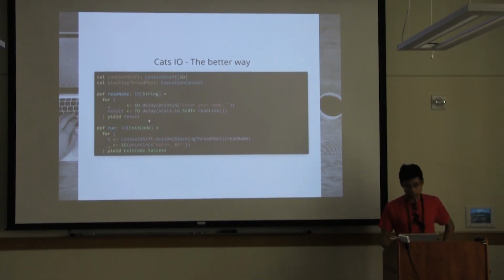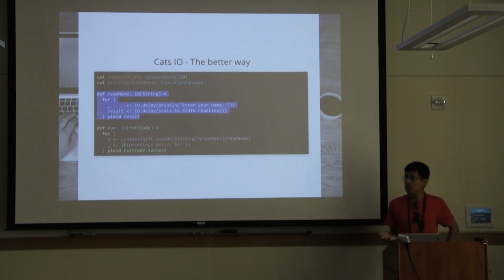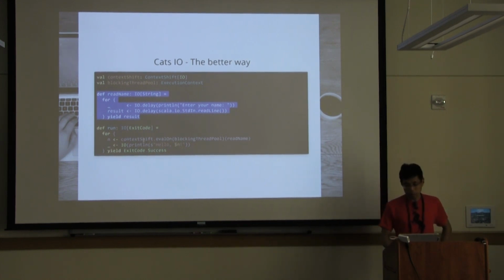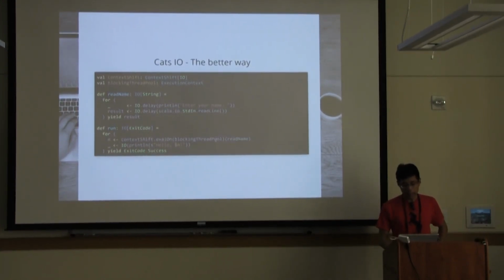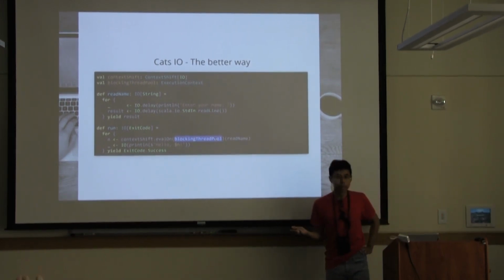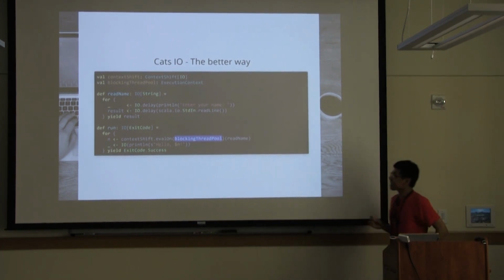Right here, like we said before, we know that readName is an I/O that does some blocking. So how do we tell Cats to actually execute it in a dedicated thread pool? Well, we just use context shift, and we tell context shift that we want to evaluate this blocking I/O inside these specific thread pools. And will that solve our problems? Yes. Is this the equivalent of effectAsync in ZIO? I will come back to that.